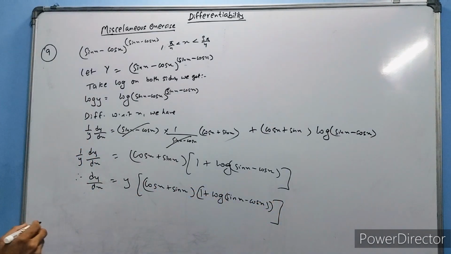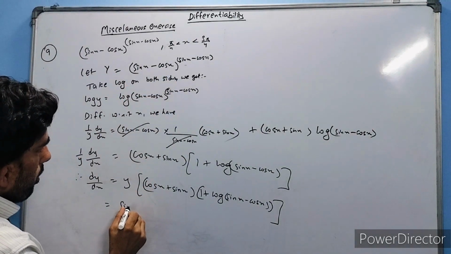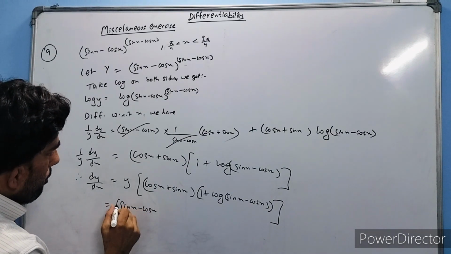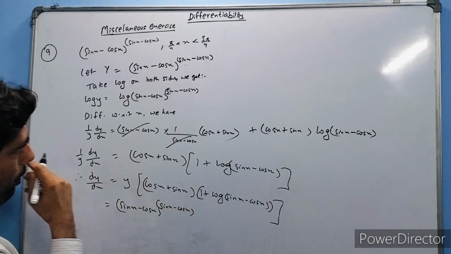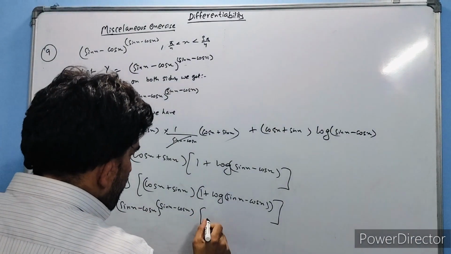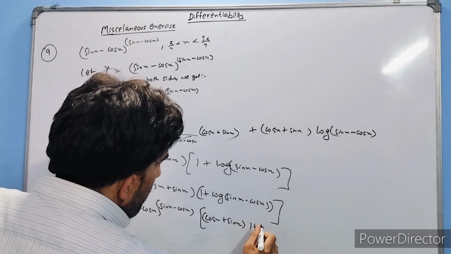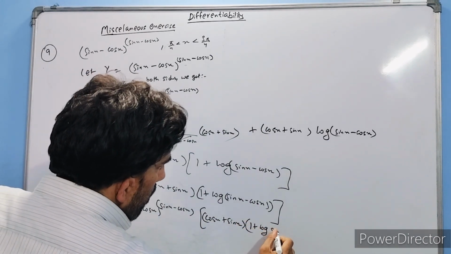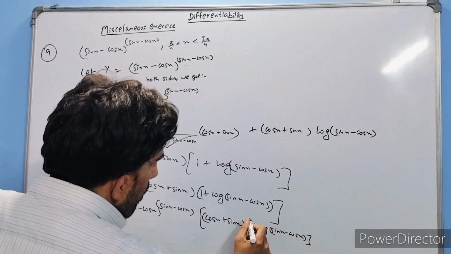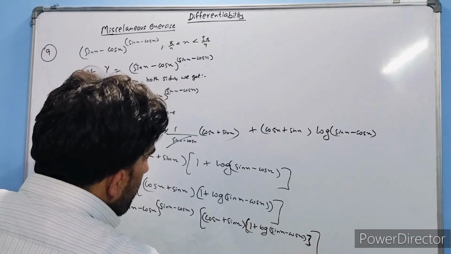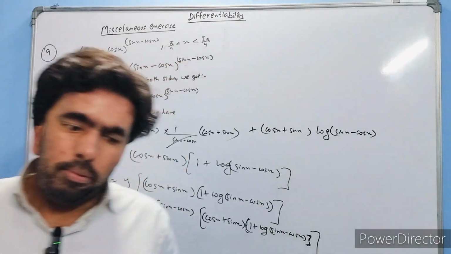So now what is y here? What is y we have taken? This. So we'll write this sin x minus cos x, sin x minus cos x. Okay, and this will be written as it is, cos x plus sin x, we have 1 plus log of sin x minus cos x. We can't solve further. Okay, so we can leave it as it is. Okay, so that is how we try to differentiate a given function.